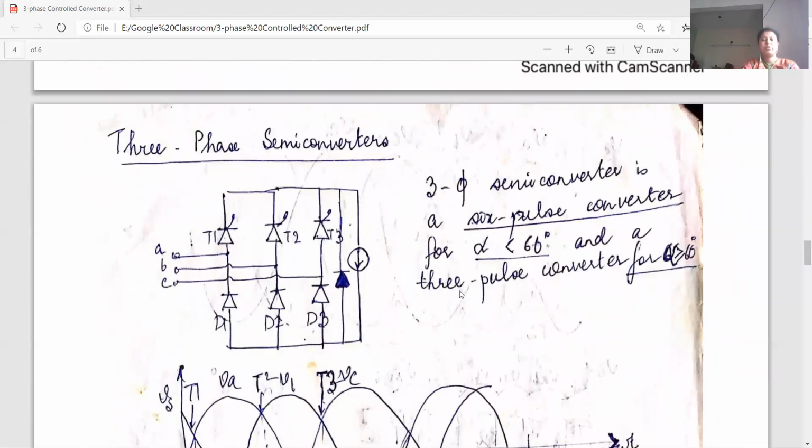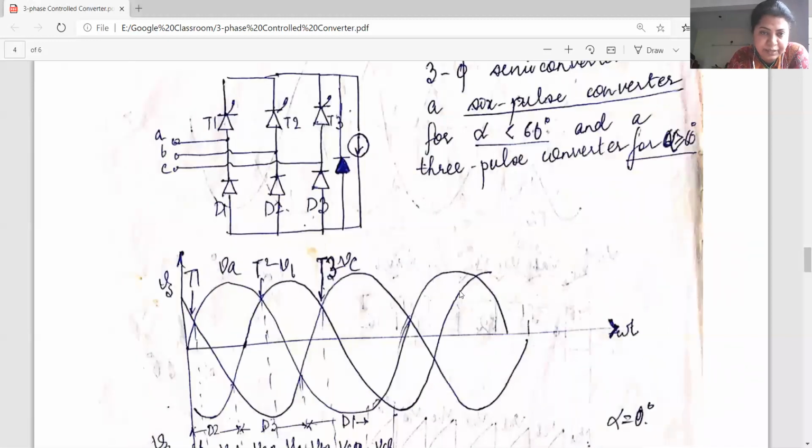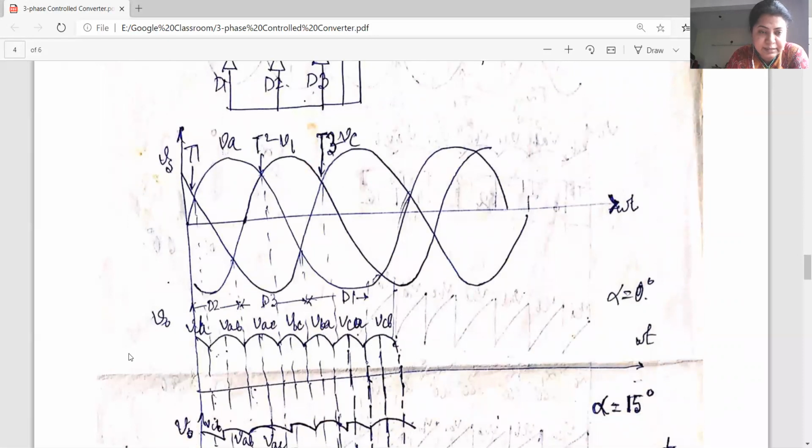Now the last topic, the three-phase semi-converter. A three-phase semi-converter is a three-phase control converter with a 6 pulse operation for alpha less than 60 degree and with a 3 pulse operation for alpha greater than or equal to 60 degree. That is, it operates both in 6 pulse as well as 3 pulse. Now, how does it operate that way? Let's see. This is for alpha equal to 0 degree. It is operating likewise. This is not a problem.